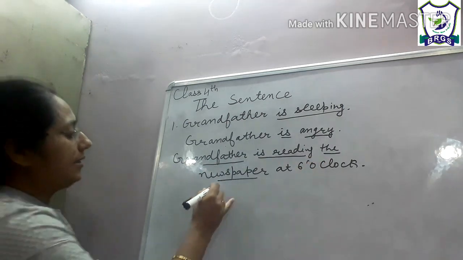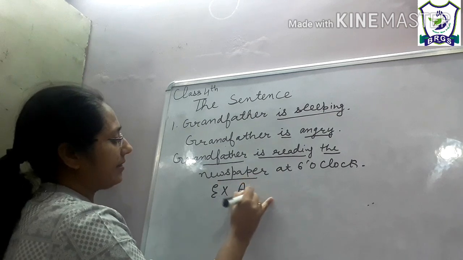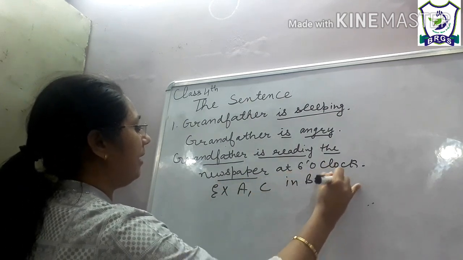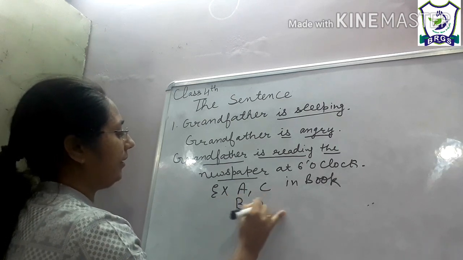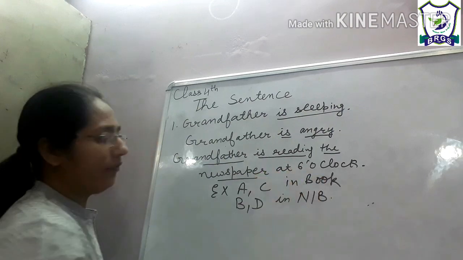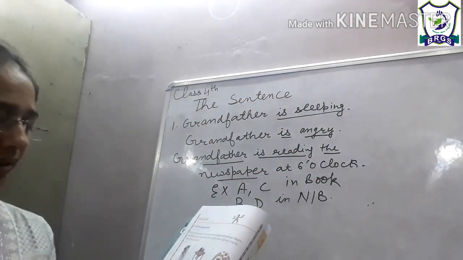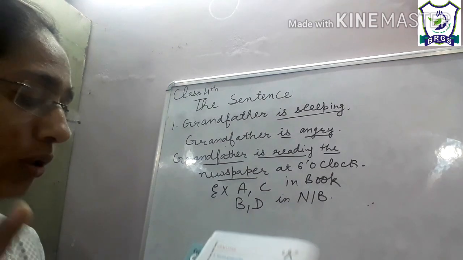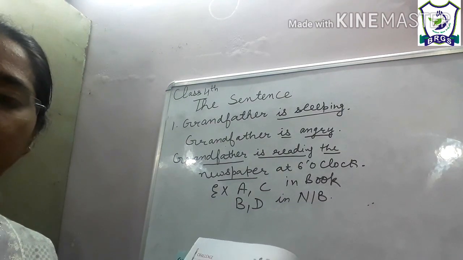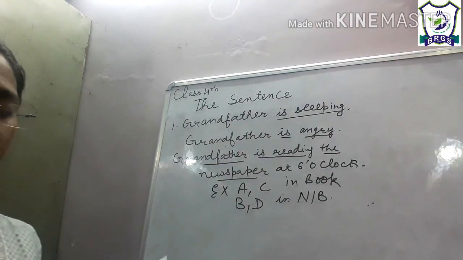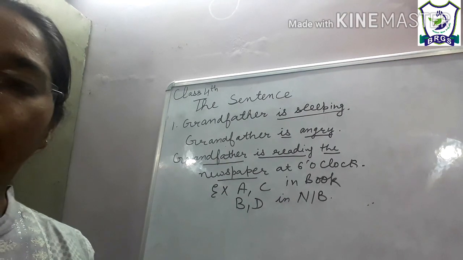So exercises A and C will be done in the book with pencil, and exercises B and D will be done in the notebook with pencil. Ma'am will share the answers and then your parents can recheck whether you have done it correctly or not. And don't forget to start your sentence with a capital letter and end it with a punctuation mark. So this was for today.